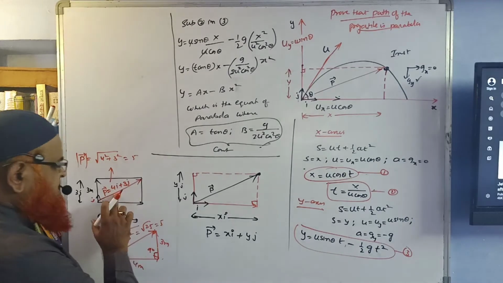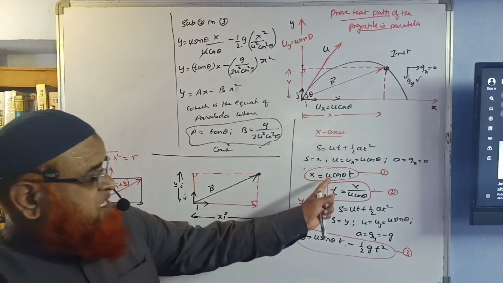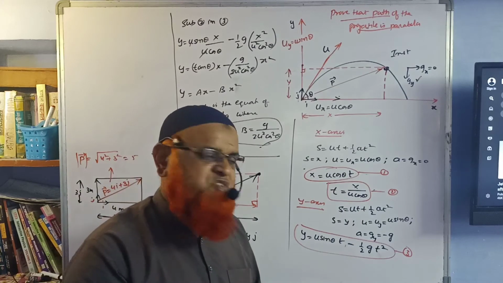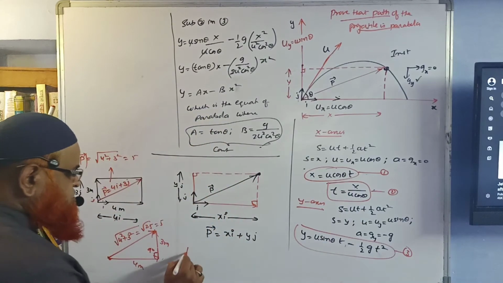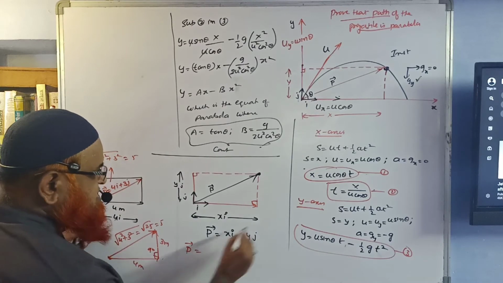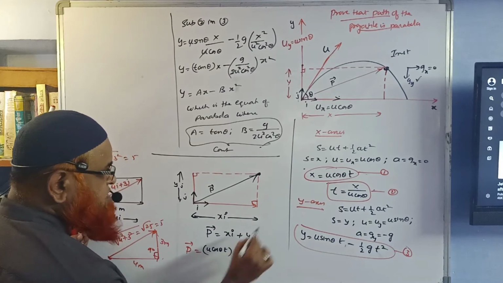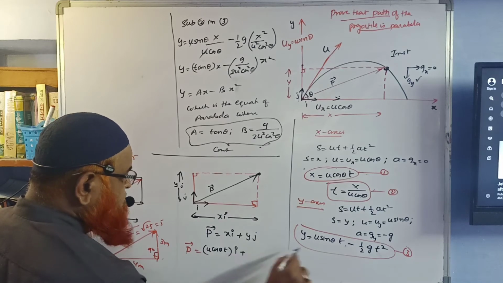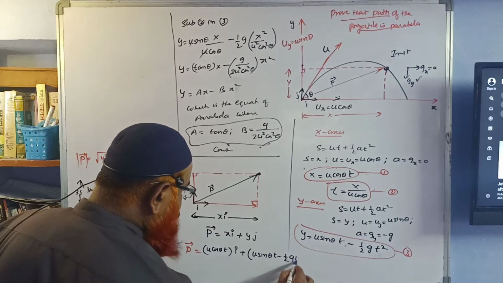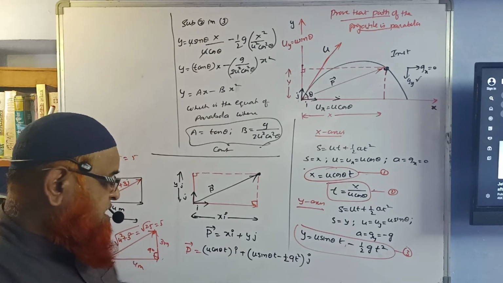Now, here x I have taken as 4 and y I have taken as 3. But in this case, x is going to be u cos theta into t and y is going to be u sin theta into t minus half g t square. Then you just substitute the values here, then you will get the position vector. What are you going to do now? In the place of x you will write u cos theta into t, and you will take it as i. And y means you are writing u sin theta into t minus half g t square into j. This is going to be the position vector.